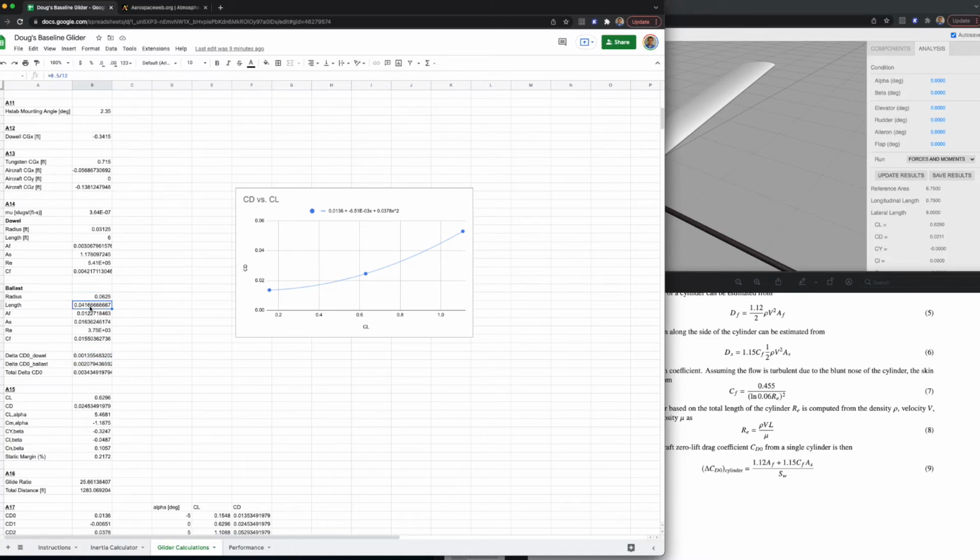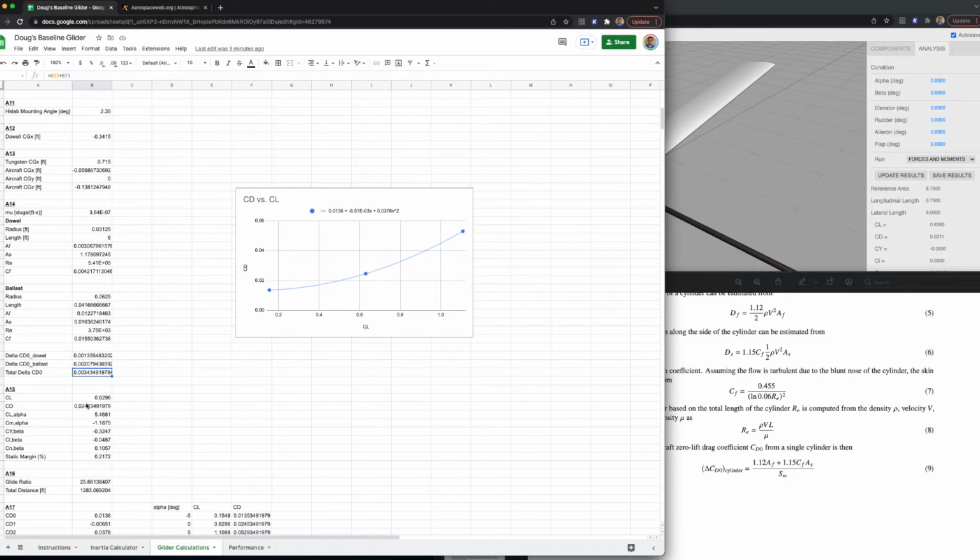So here's the radius and the length of the ballast, the frontal area, the surface area along the side, the Reynolds number, and the friction coefficient there. And then when we plug that in, we get a delta CD naught of the ballast, which is 0.002. So the total delta CD naught is 0.0034.